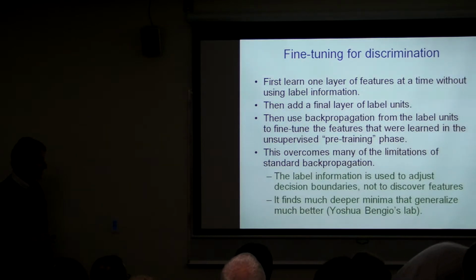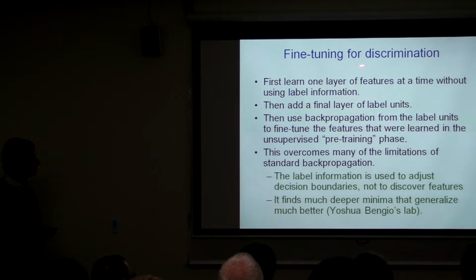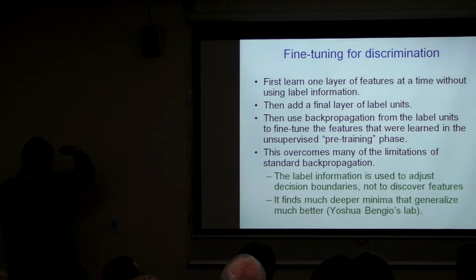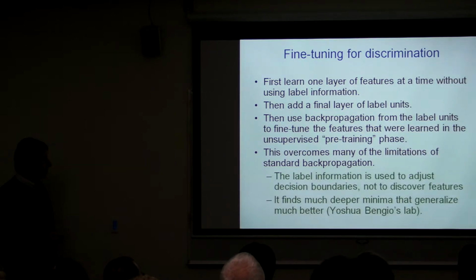Once you've learned a whole bunch of layers, you can fine-tune the system for discrimination. That is, you learn many layers of features, and they're learning to model the input data. You then add a final layer of label units, and you discriminatively train up the connections from the last layer of features to the label units, and then use backpropagation from the label units all the way through the network to fine-tune everything, and that works much better than standard backpropagation.